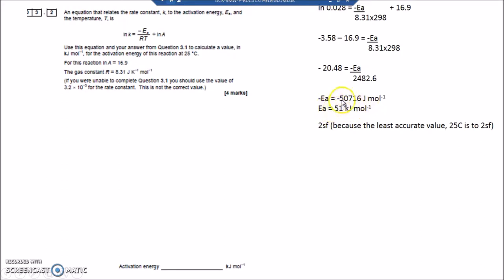EA equals 50.716. However, I've rounded it to two significant figures because some of these values are to two significant figures, such as the temperature, 25 degrees C. So I always take my least accurate number, which is 25, and I go to that number of significant figures.